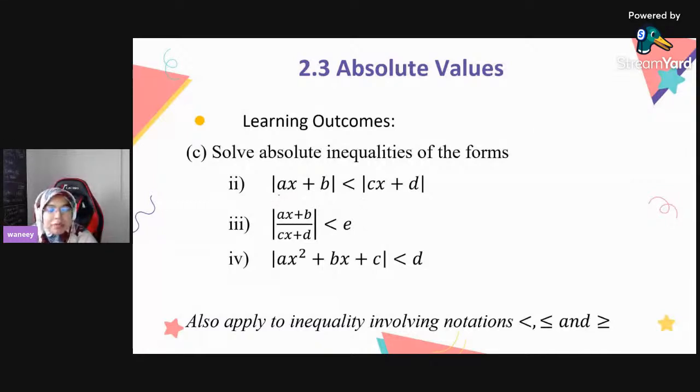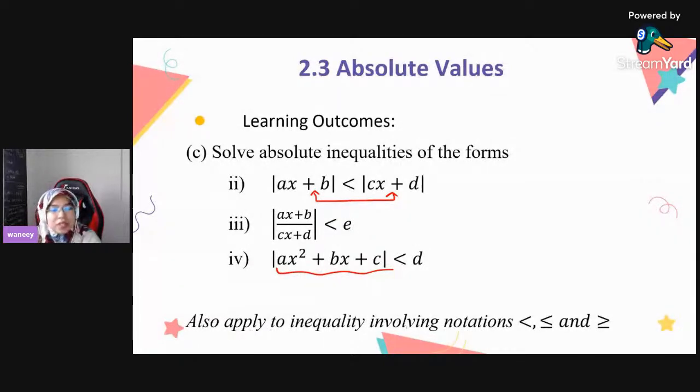Okay, so we either have absolute value of ax plus b less than absolute value of cx plus d. So this is when you have modulus on left hand side and right hand side. So two modulus, one left, one right. And then the third one, if you have a fraction, so absolute value of ax plus b over cx plus d less than a constant called e. And then the fourth one is absolute value of ax squared plus bx plus c less than d. So we only have one absolute value, and the thing inside the absolute value is a quadratic.